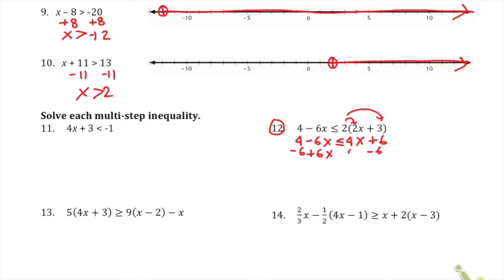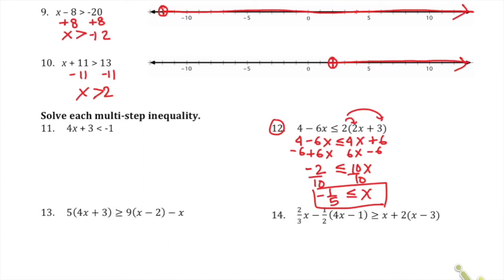Alright, here's 6x on both sides. What do I have? On the left hand side I have -2 less than or equal to 6 plus 4, that's 10x, and +6 minus 6 is gone. And then after this I divide by 10 on both sides, so I have -1/5 is less than or equal to x, or I can say x is greater than or equal to -1/5.